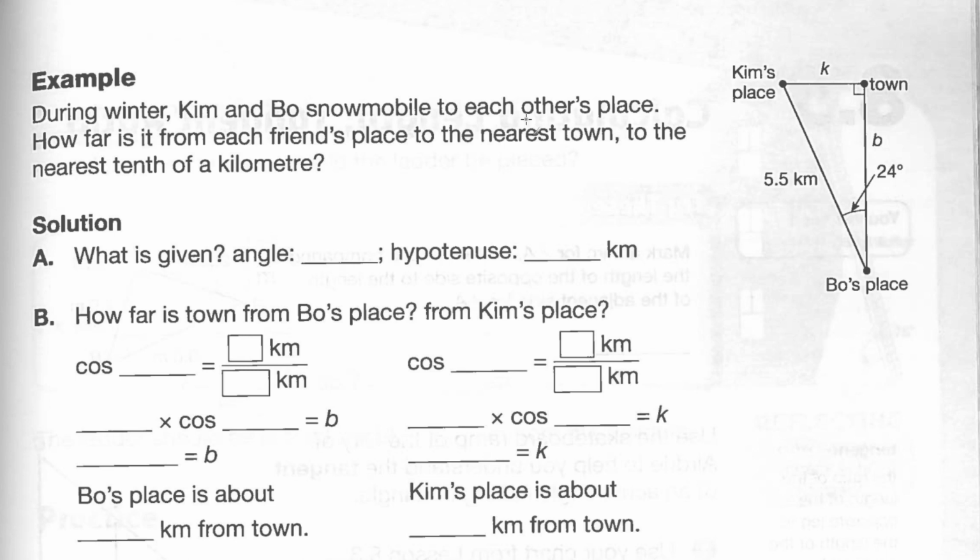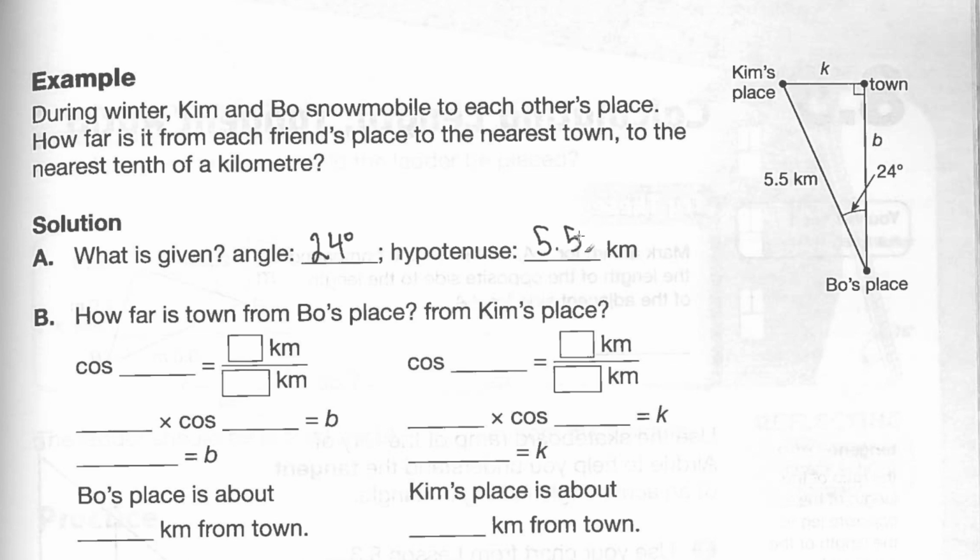First of all, what is given? We are given angle, it's called angle K because it's across from here, from the K. So it's opposite the K. So this would be angle K, which is 24 degrees. The hypotenuse of the triangle is our big one, 5.5 kilometers.